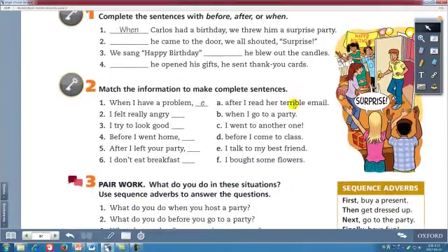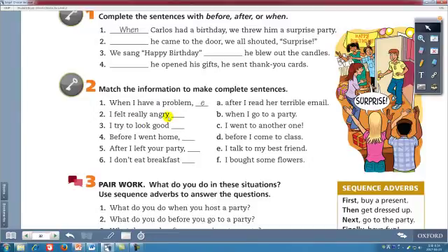Okay, next part here, part number 2. Match the information to make complete sentences. This is probably pretty easy for you guys. When I have a problem, I talk to my best friend. You can see here there might be a little bit of a hint. If there's a comma before and after, you might have a choice here.